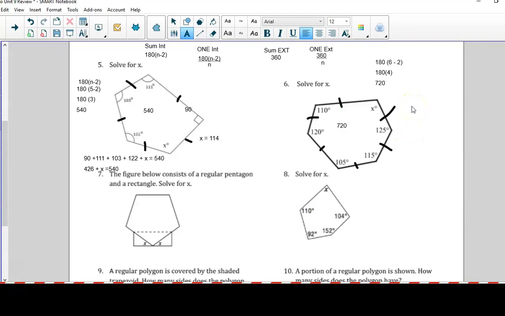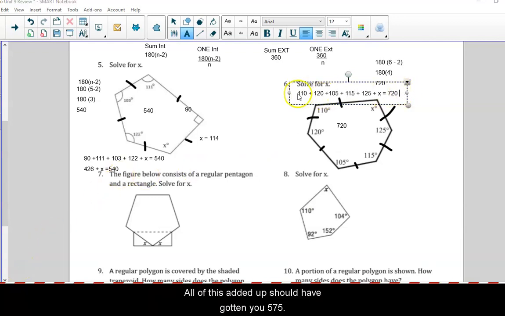Now, we already have all these, which is good. We're just missing this guy. So let's add everything up. Let's do this right here. We'll start here, just work our way around the horn. 110 plus 120 plus 105 plus 115 plus 125 plus x equals 720.